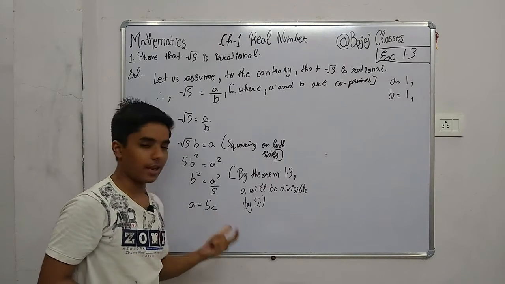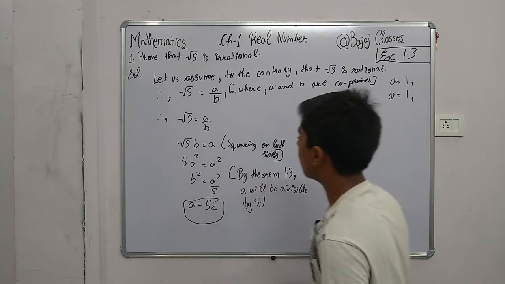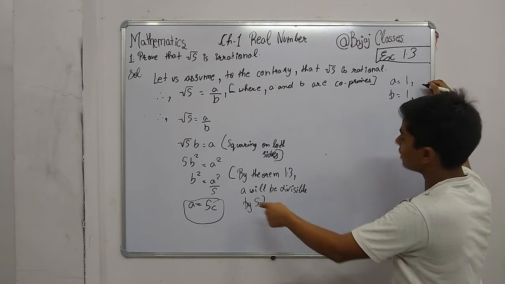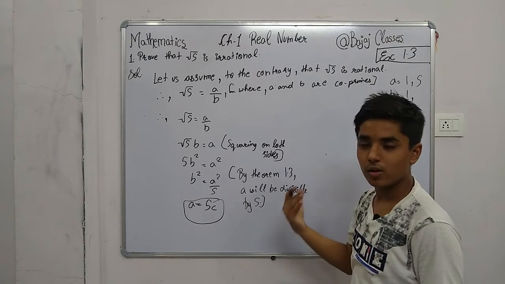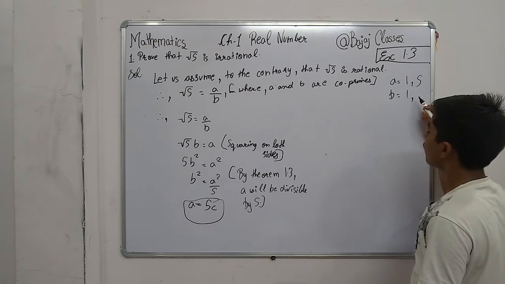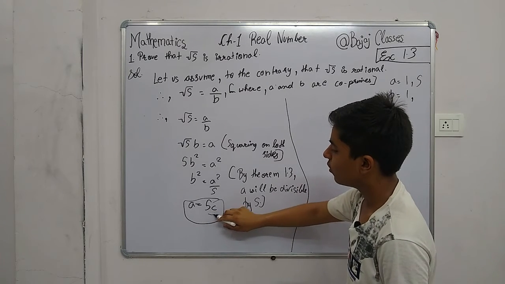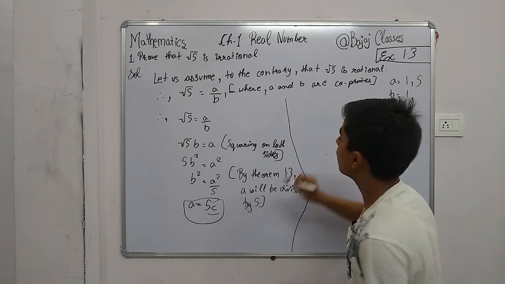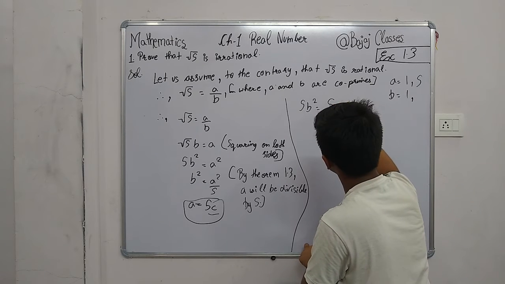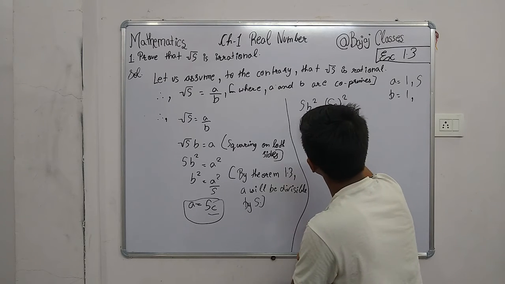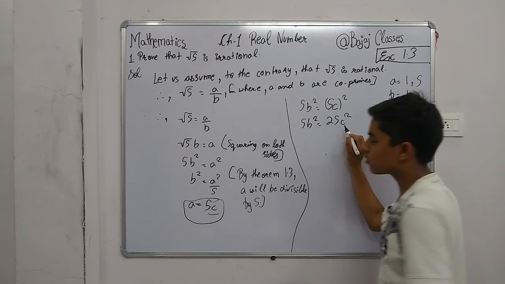Because we all know that if we have to find a, then we have to multiply 5 with any digit, 1, 2, 3, any digit. So a equals 5c. Now what happens? One factor of a will be 5. Now we have to find another factor of b also. So we will put this a value here. 5b square equals 5c whole square, so 5b square equals 25c square.